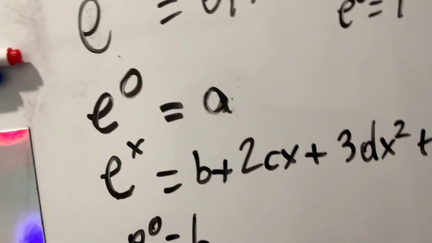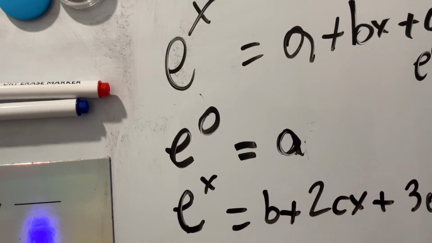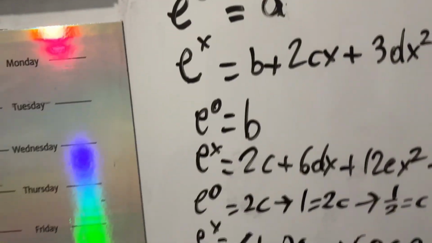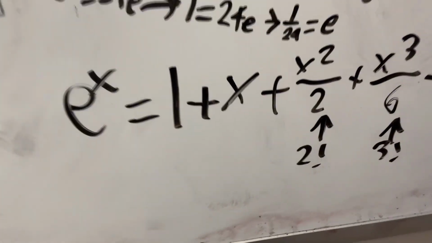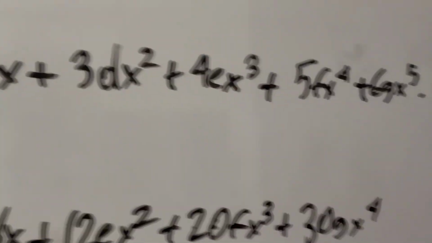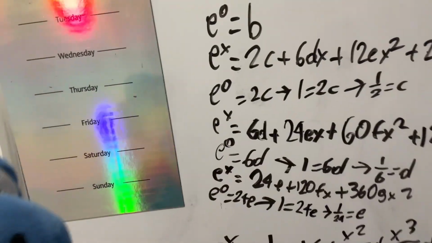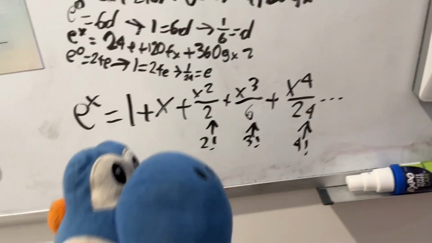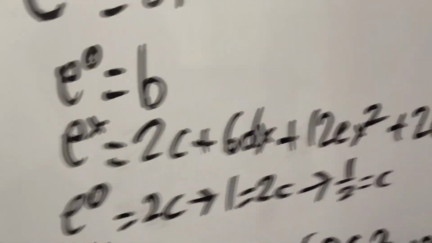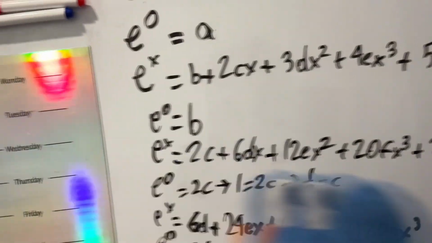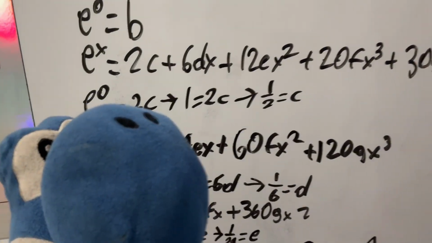So let's recall that e to the 0 is 1. Now we can plug in 0 for x for all these terms, and we get e to the 0 equals a. So therefore, 1 is a. So we can just put that in right there. Now we do the derivative and plug in 0, we get b. And that means b is equal to 1, but since it's followed by an x term, we have to do 1 times x, which is x. Now, for e to the x, we do the derivative again.